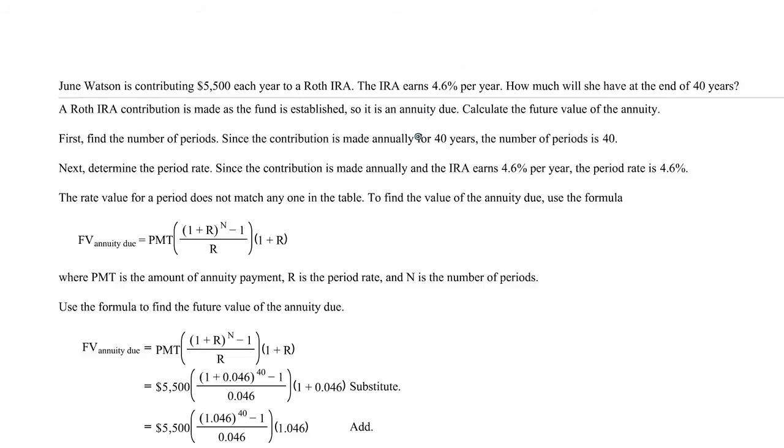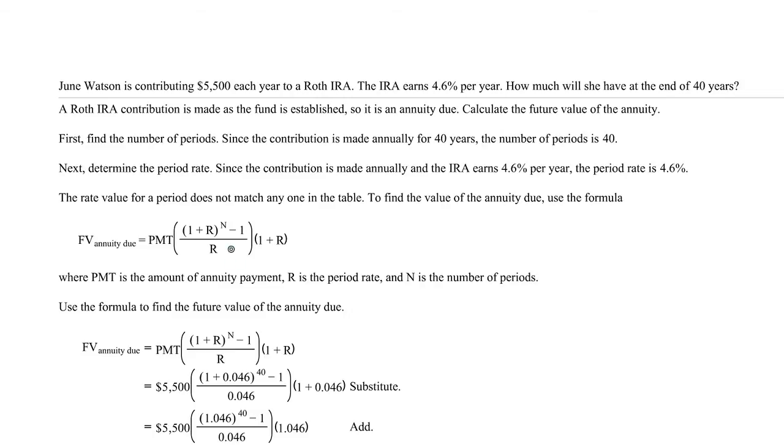There are two ways to do this question. One is to find a table value. To do that, you find the number of periods, which is annually, so it's 40 periods, and your period rate. If it earns 4.6%, then your period rate is 4.6. But on the table for this text, that table value is not available.